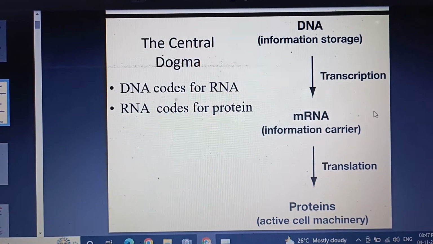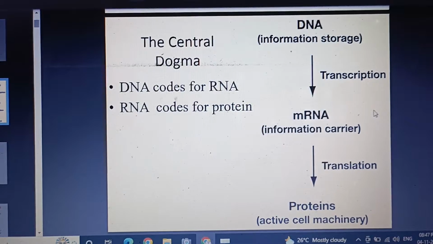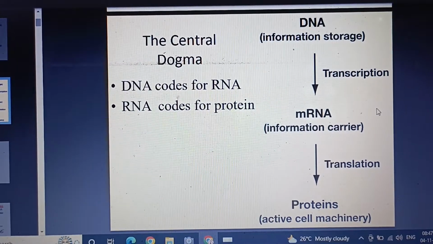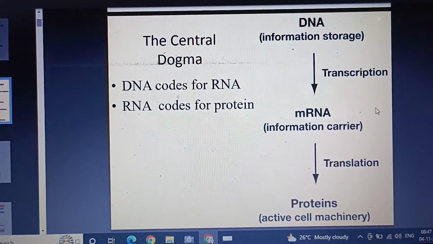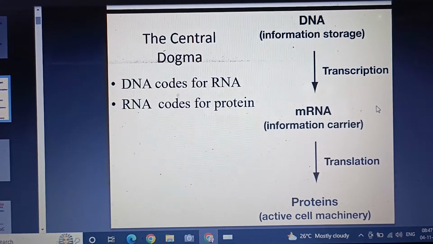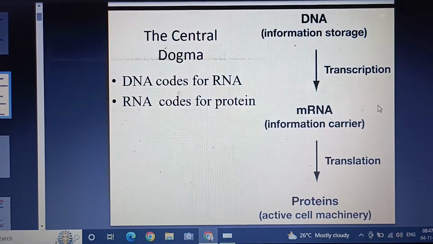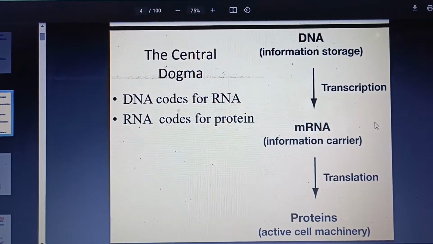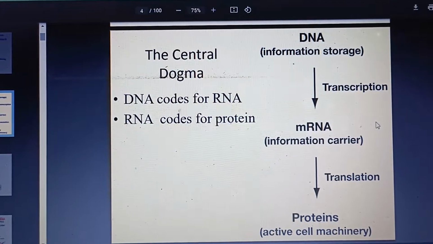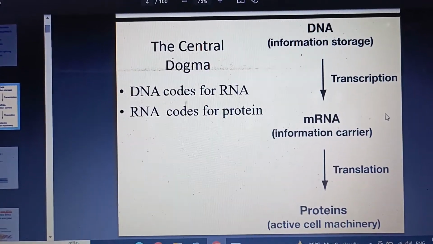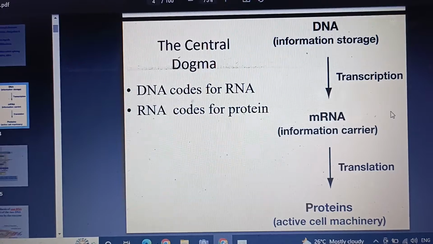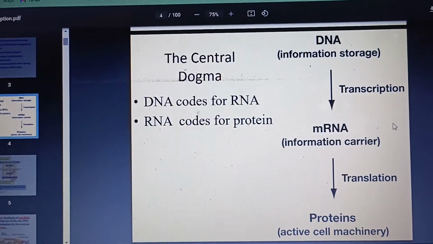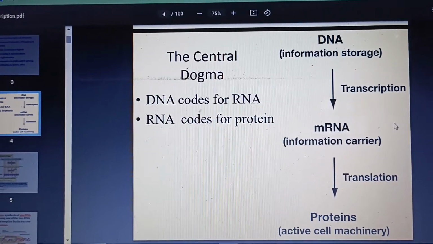If you are copying some information from the board to your notebook, that will definitely differ from person to person. Have you all copied the same? What are the molecular mechanisms which happen inside our body? First we should know the central dogma of our life.